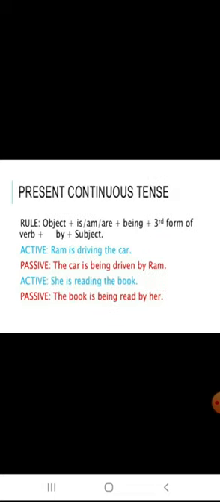Now you see present continuous tense. Here first the object will be there, then is, am, or are, then we have to add being. Then the third form of a verb plus by and the subject. The active voice, you see: Ram is driving the car. The car is being driven by Ram. We should add being. Third form of a verb we use in the passive voice. Then, she is reading the book. The book is being read by her.